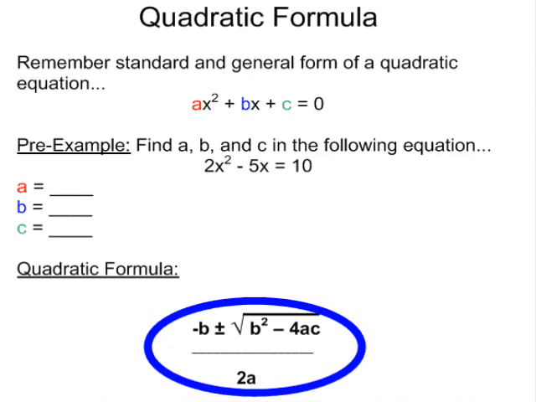But first, we need to remember what the standard form, the general form of a quadratic equation is. You've seen it before, ax squared plus bx plus c, and now for an equation, equals 0. Okay, so a little pre-example before we get started is to remember how to find a, b, and c.